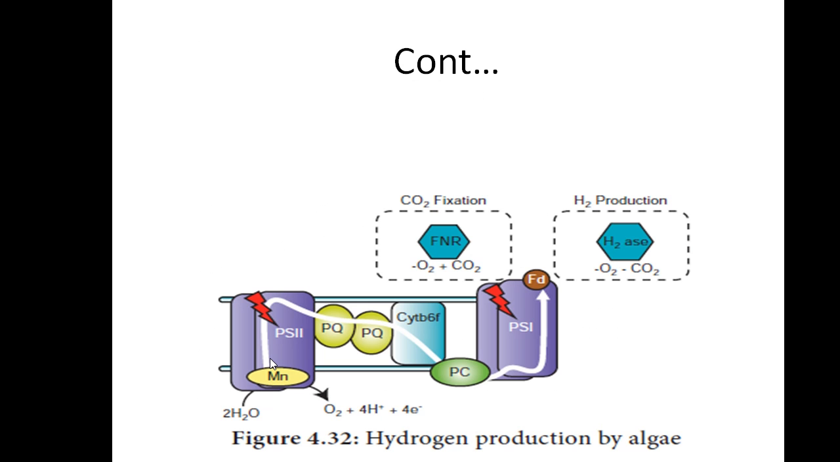So this is nothing but your electron transport chain. Here plastoquinone is there, cytochrome is there, plastocyanin is there. So this is your photosystem 2 and photosystem 1. You studied this in the last year. It is the same thing, only here, through this mechanism, they are taking hydrogen production through the photosynthesis process.